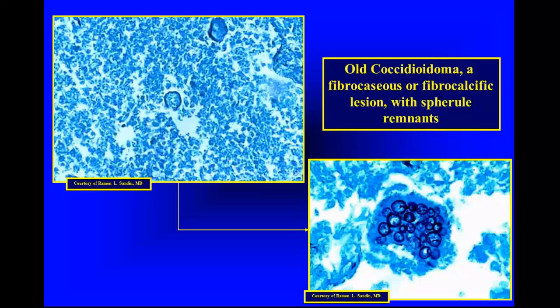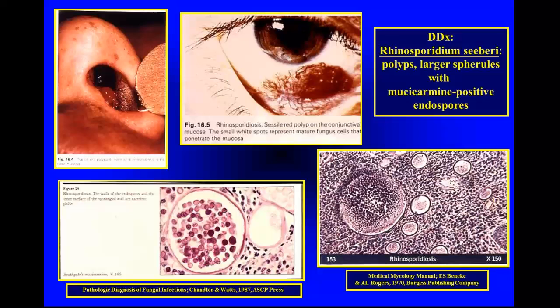This is what I see, actually, which is asymptomatic, old, most patients, old lesion, old coccidioidomas. In the midst of all this caseation and fibrosis, you see these broken up spherules and these chunks of endospores with no spherule wall. That's a giveaway.